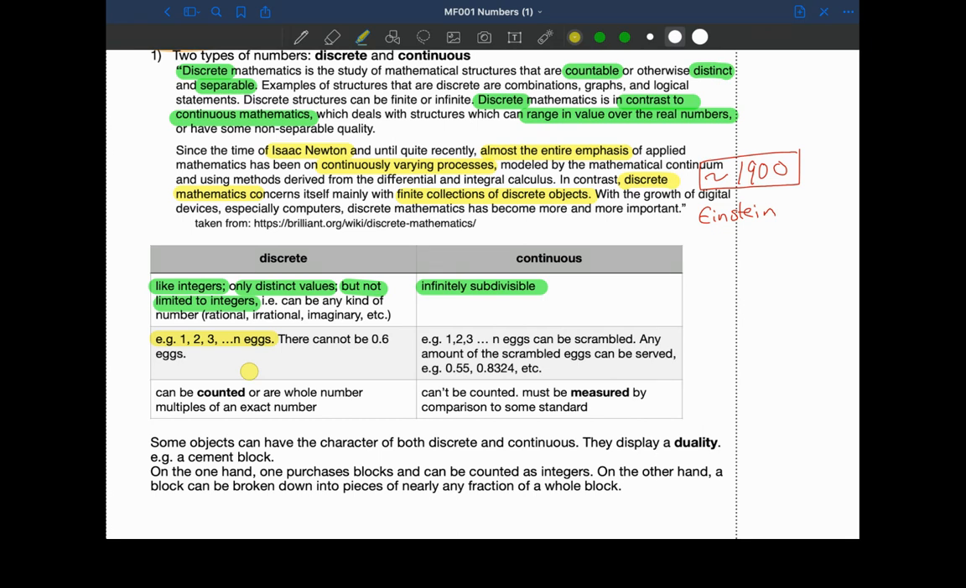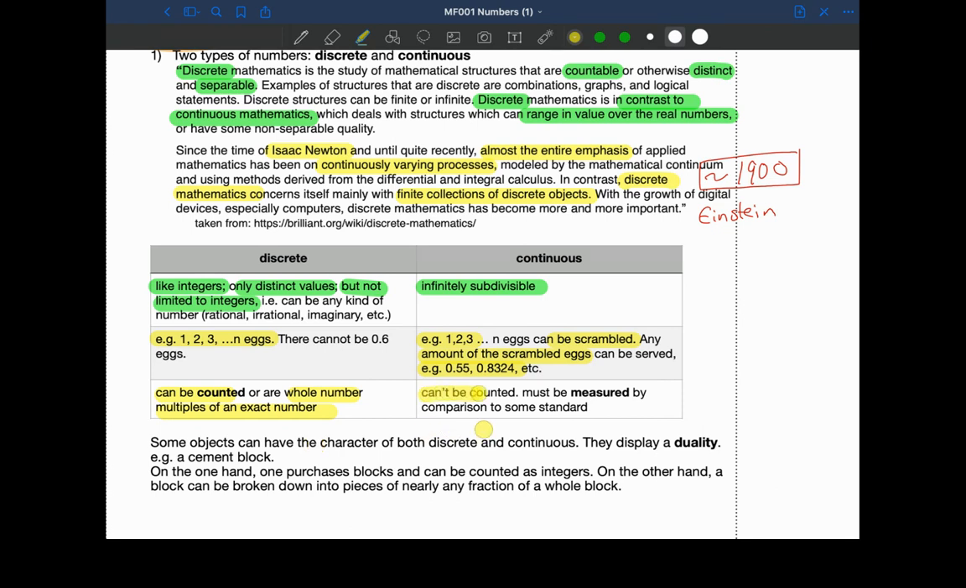Let's take this example a little bit further. What might we look at for a continuous example here? You could take any number of eggs and scramble them. After you've scrambled them, you can take any amount of those scrambled eggs, any decimal portion, any fractional portion that you'd like. So whereas an egg itself is discrete, scrambled eggs are continuous. Again, something that's discrete can be counted. It's a whole number multiple of an exact number. It doesn't have to be a whole number, but it has to be a whole number multiple of an exact number.